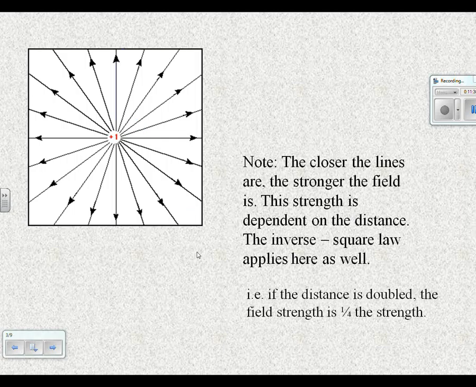Maybe I didn't do a very good job of that. If the distance is doubled, the field strength is 1/4. That is true for gravity, it is true for electric fields, it is true for light intensity, it is true for sound intensity, anything that basically goes out in that three-dimensional way. You only have to get a little bit farther away from the big giant speakers for it to be quite a bit quieter. Same thing with light. It's known as the inverse square law.